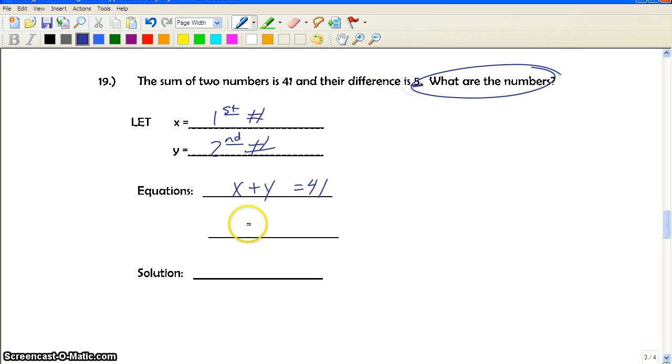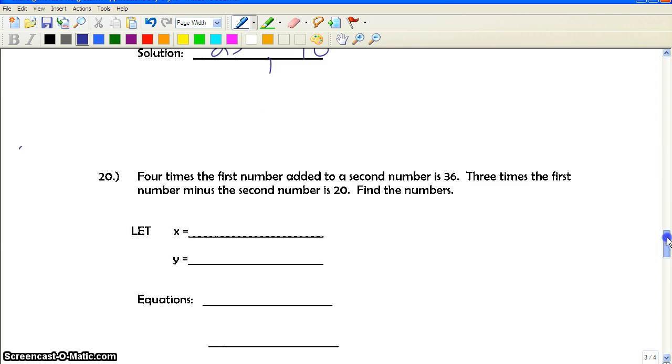It says their difference is 5. Well, we take the two numbers, subtract them, and it's going to be 5. And then we calculate, we do substitution, elimination, whatever you want to do to solve this, and you get a solution. And guys, you get one number as 23, and you get the other number as 18. Alright, let's look at the next one.